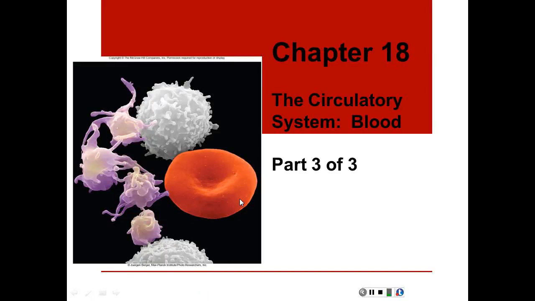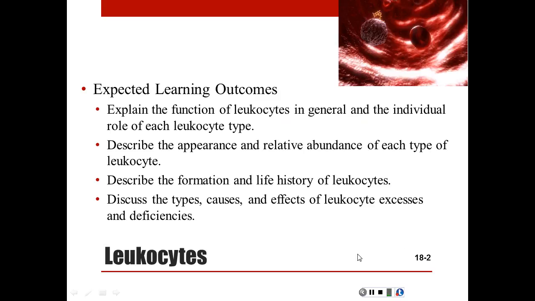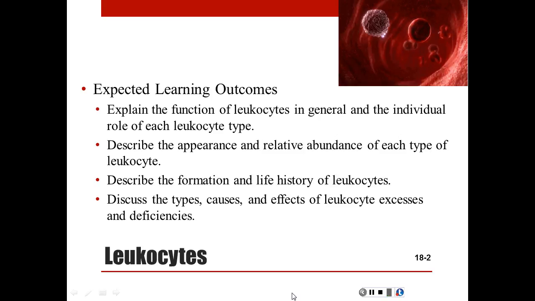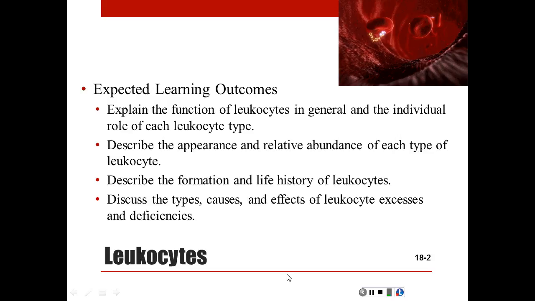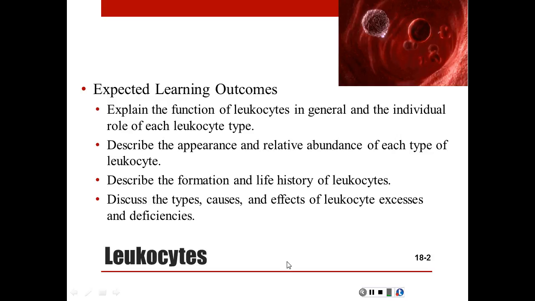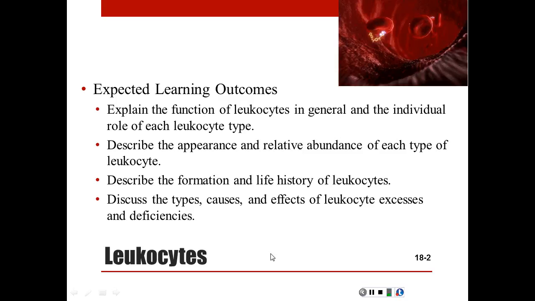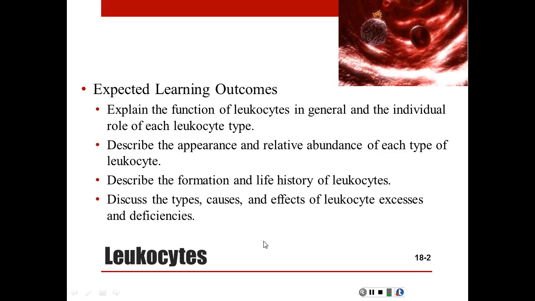Right, so we're in the final part of our three-part series dealing with the blood, chapter 18. And we're going to look at the leukocytes. Here are the objectives or outcomes that I'm hoping you guys will take from the remaining part of this chapter, such as if a person has a deficiency or an excess of leukocytes, what types of disease will they have, what are the causes, what are the effects, what's the appearance and the relative abundance of the leukocytes, as well as the function of the leukocytes.